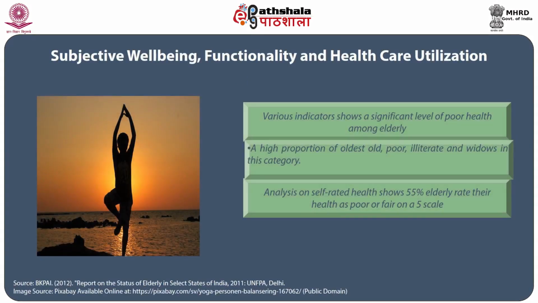And as part of the survey, subjective well-being, functionality and healthcare utilization are also covered. The various indicators of physical and mental well-being show a significant level of poor health among the elderly, with a high proportion among the oldest old, poor, illiterate and widows. The analysis of self-rated health also clearly shows that a maximum of 55% of elderly rate their health as poor or fair on a 5-point scale. Thus, self-rated health appears to be lower in comparison with that of the elderly population in developed countries.